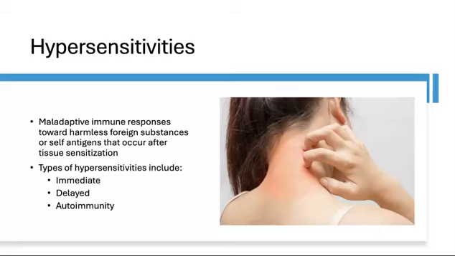Now let's switch over to hypersensitivities. These are maladaptive immune responses toward harmless foreign substances. It could be being stung by a bee, to a perfume, to a nut allergy. Or it could even be to our self-antigens that occur after tissue sensitization. And we do have different types of hypersensitivities. Your book discusses immediate, delayed, and autoimmunity.